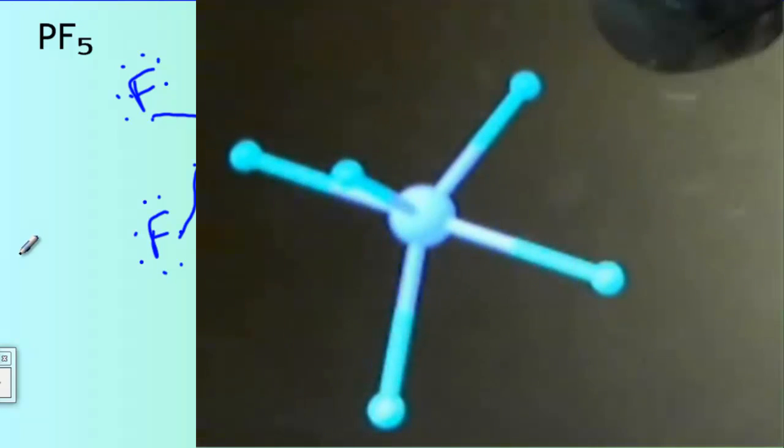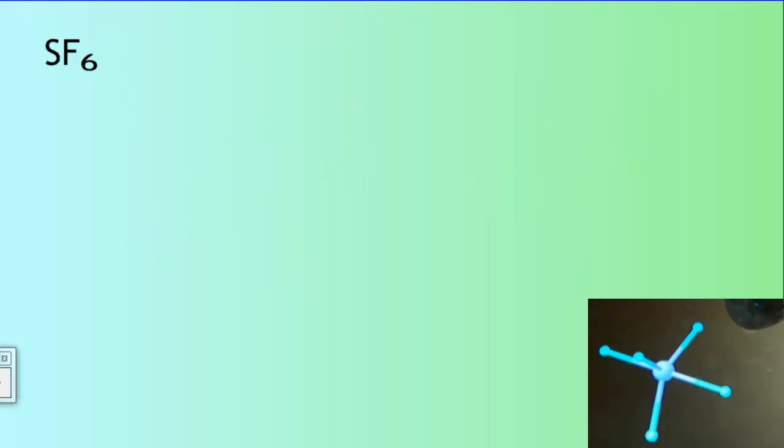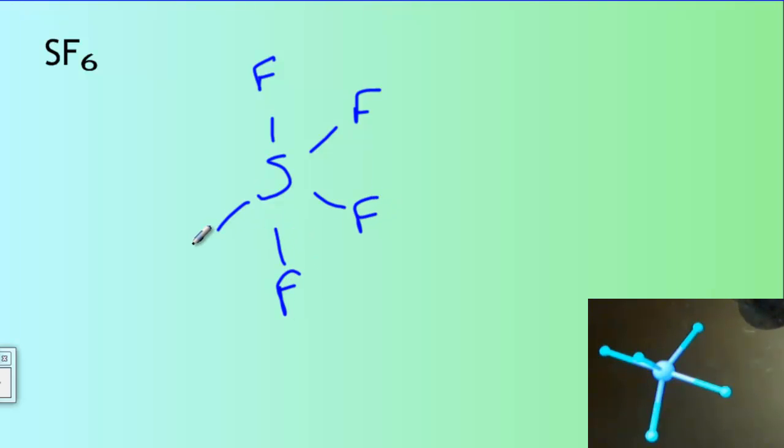Okay, we're going to do a couple more just to see what these other shapes look like real quick. So I'm not going to draw out the whole thing. You can sort of figure these out. The next one is sulfur hexafluoride. Hexa means 6. We'll learn that in the naming section next. So I've got 6 fluorines.